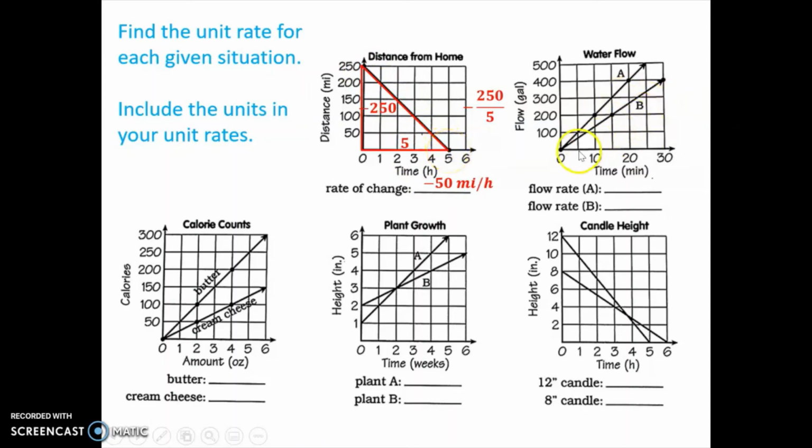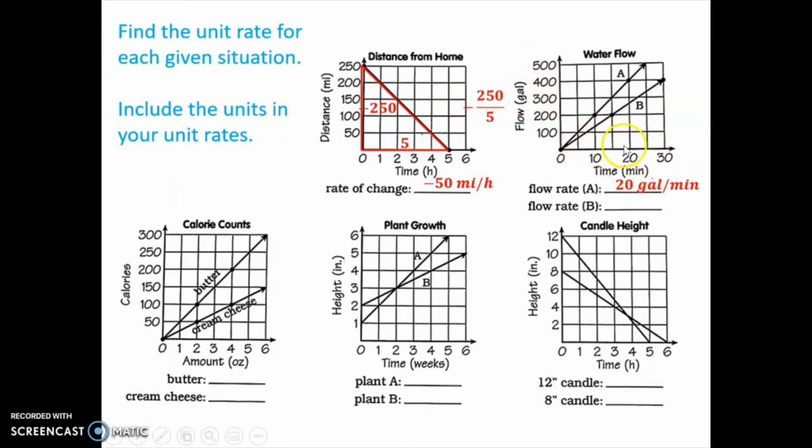Okay, next one here. They're showing water flow, maybe of 2 pipes, pipe A, pipe B. Which one, first of all, shows a faster flow of water? Well, I hope you answered A because it's the steeper slope, faster flow. So now find the water flow as a unit rate for each one, A and B. Okay, for A, you should have gone 20 gallons per minute. Again, 20 of the Y variable, 20 gallons per minute.